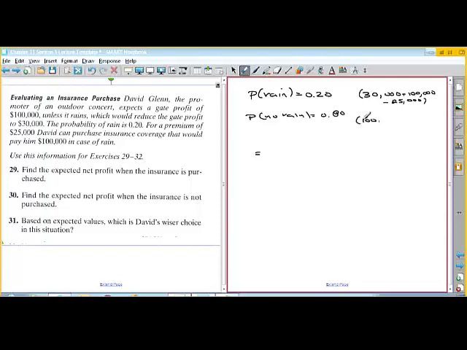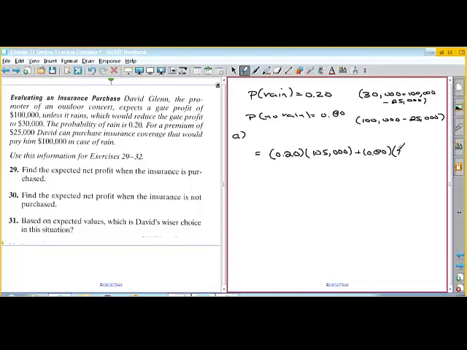So the same thing applies for no rain. If he has no rain, he gets $100,000, but he does have to pay $25,000 for insurance for each one of those cases. So these are the values associated with the certain probabilities. So part A, the way you do it is you take the probability of rain times the value, which in this case would be $105,000. If you do the math, you've got 30 minus 25, which is 5, plus 100 is 105.